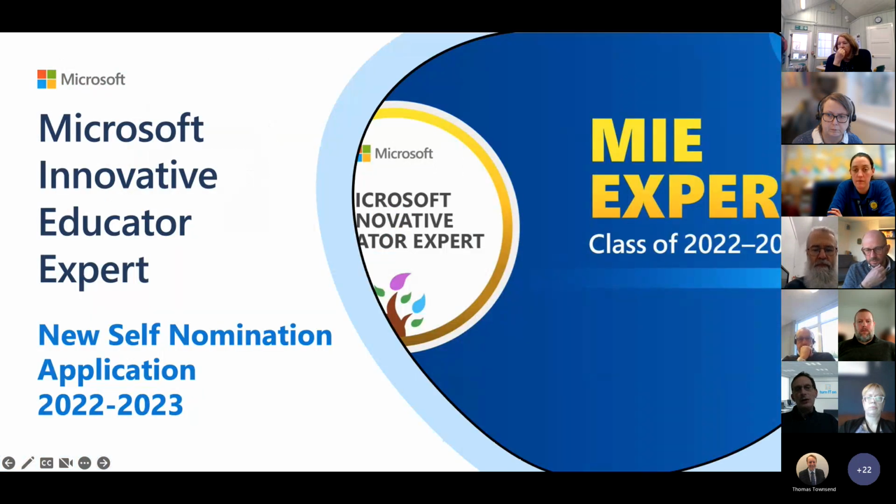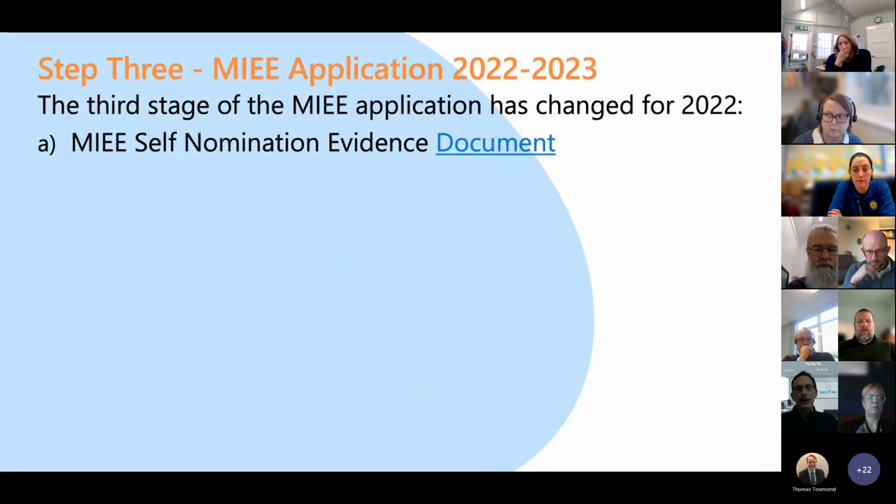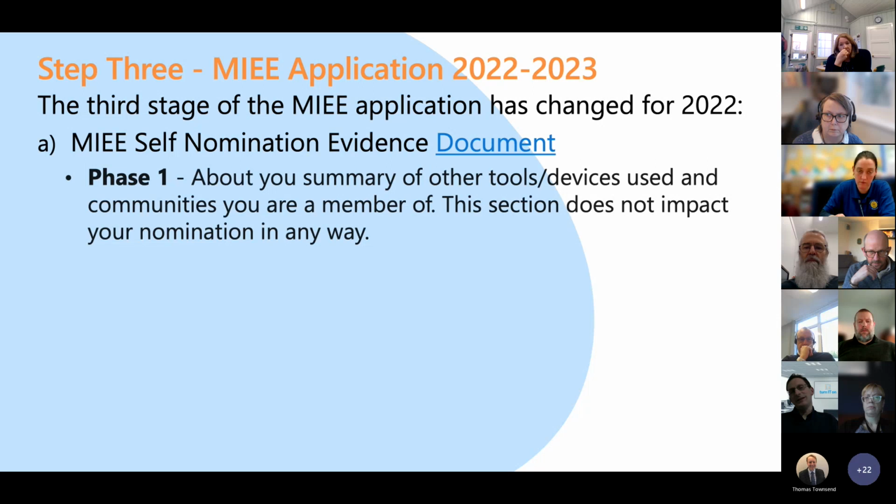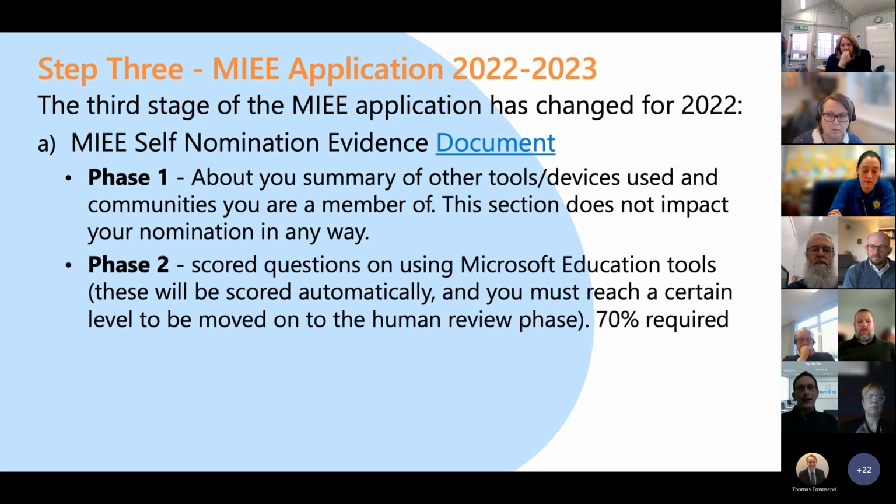So there is a new self-nomination application process for this year. When you come to completing it, there is a document where you can collate your evidence, but we'll also talk you through that. And there are 3 distinctive process steps. One in that document is to talk about you. The second is to answer some questions that are marked by AI. There are no humans involved in that. It's a straight wrong or right from multiple choice. And you need to get 70% or more in those.